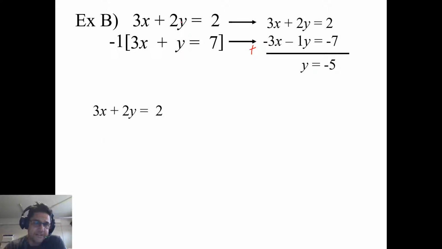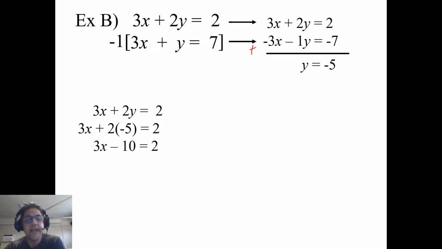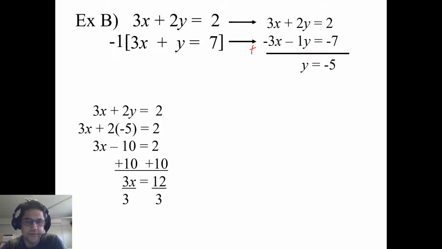So for example, if I take the 2y, I just do a little bit of multiplication. 2 times negative 5 is a negative 10. And now you've got a really nice two-step equation. Add 10 both sides. Divide by 3 both sides. X is 4. So I think my answer is 4, negative 5. And then again, if I wanted to check, I would plug in those numbers for the x and y location, and I have to work out for both of them.